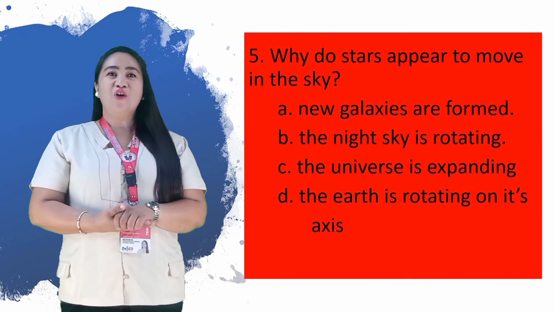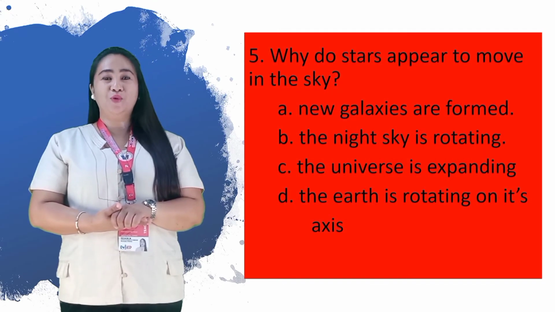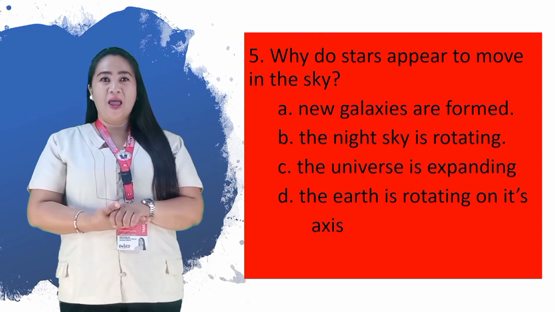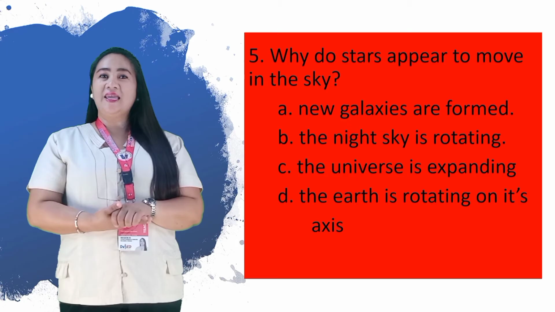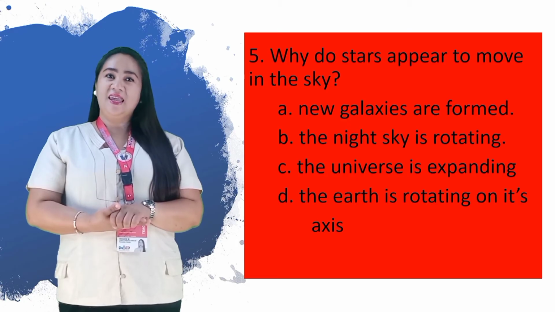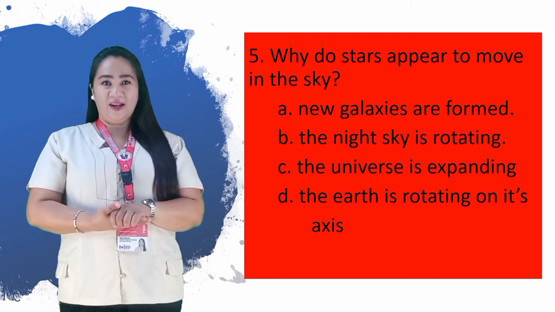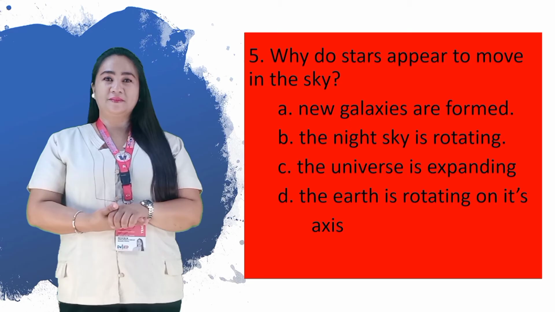Number 5. Why do stars appear to move in the sky? A. New galaxies are formed. B. The night sky is rotating. C. The universe is expanding. And letter D. The earth is rotating on its axis. Well done, class! You got it right. Now that we have assessed your prior knowledge, let us now proceed to our discussion proper.